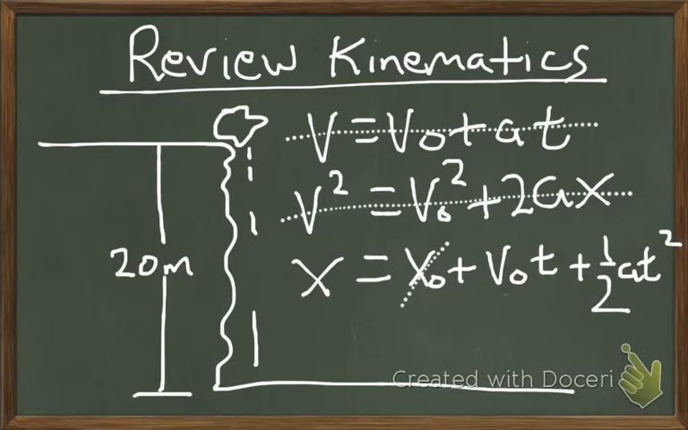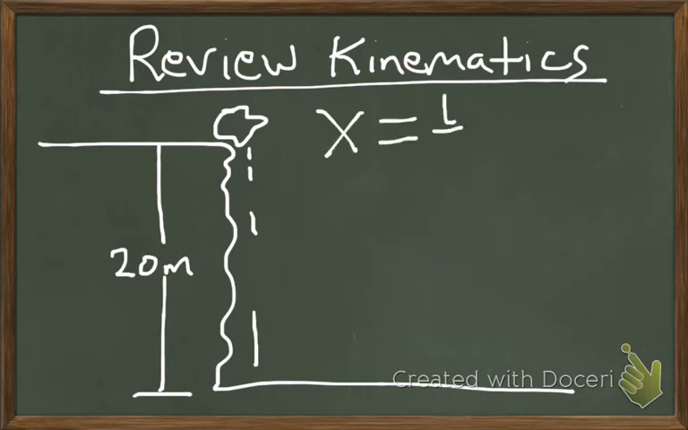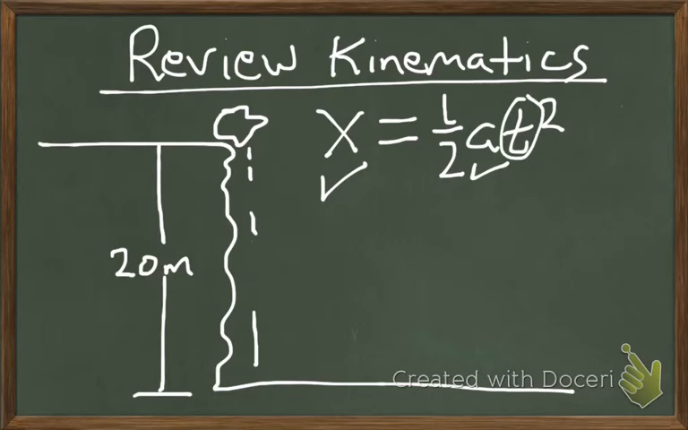It starts at 0, and we know that initial velocity was 0, so both of those things will drop out, and we're going to use just the side on the right. So our equation is going to simplify to this, 1/2 at squared. And we know what x is, we know what a is, we can solve this for t. So solve this for t.